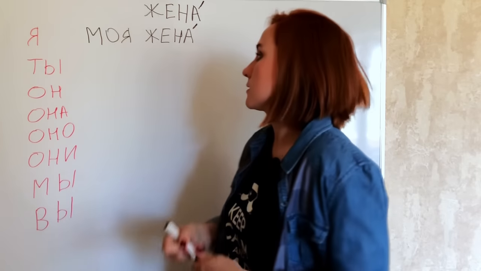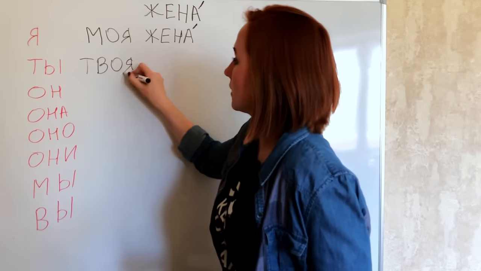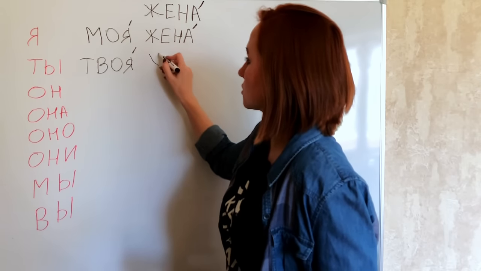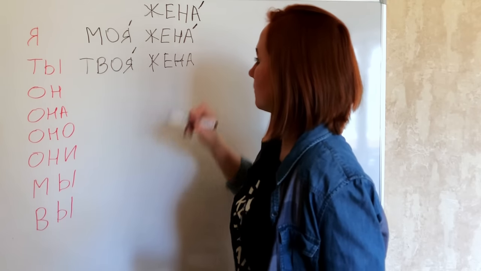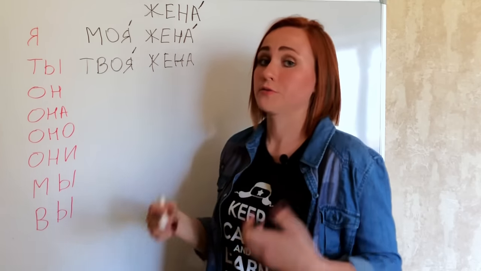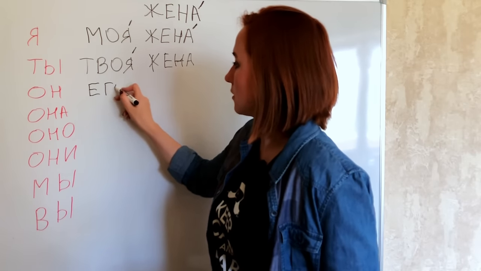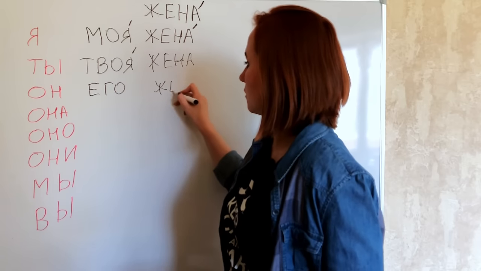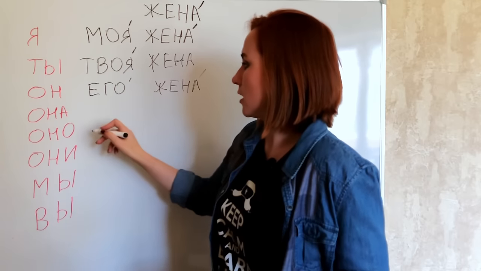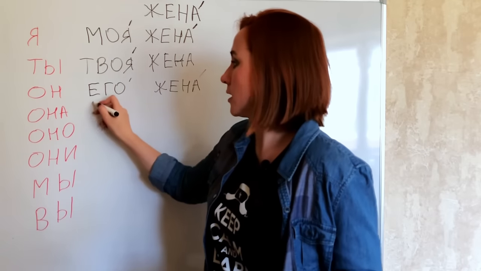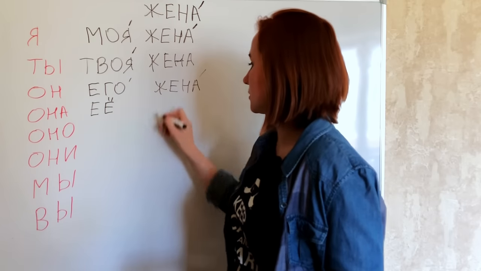Your wife, твоя жена. His wife, его жена. Его жена. Её жена. Her wife. It's not possible in Russia.